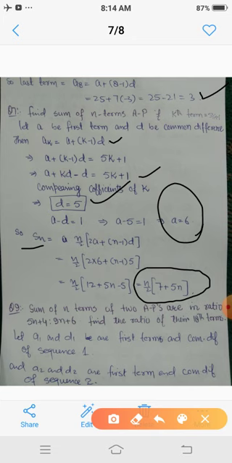Now question number 9 is: the sums of n terms of two APs are in the ratio 5n plus 4 is to 9n plus 6. Find the ratio of their 18th terms. Here we have two sequences, APs. Let a1 and d1 be the first term and the common difference of the first sequence, while a2 and d2 are the first term and the common difference of the second sequence.